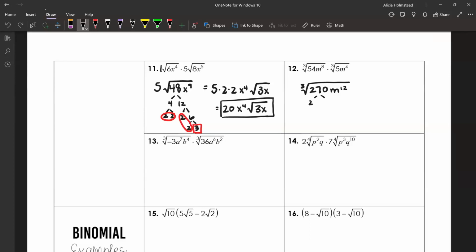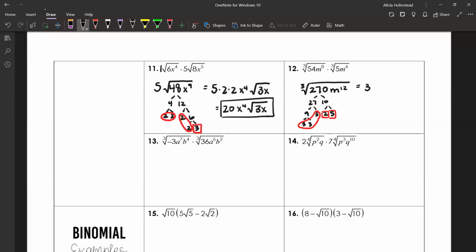Simplifying that, 270 is 27 and 10, which is 9 and 3. 9 breaks down into 3 and 3. 10 breaks down into 2 and 5. Our index is a 3, so we're looking for groups of 3 things. We have a 2 and a 5 left over. So if we simplify this now, we can pull out a 3 from our group.